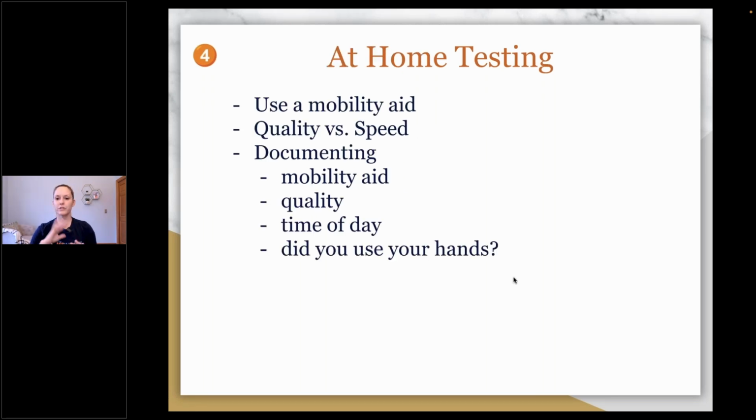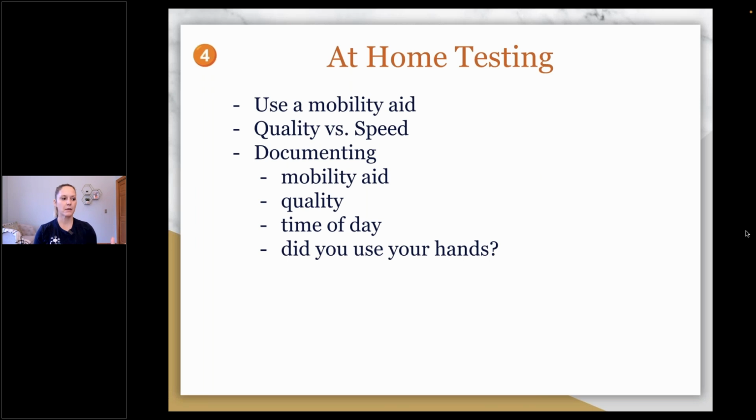Okay, so we're just wrapping up here. If you do have any other questions or want me to demonstrate anything again, do let me know. But the last thing that I just want to remind you and bring up again is when you're doing at-home testing, not only is documenting important, but looking at more than just what the test measures.